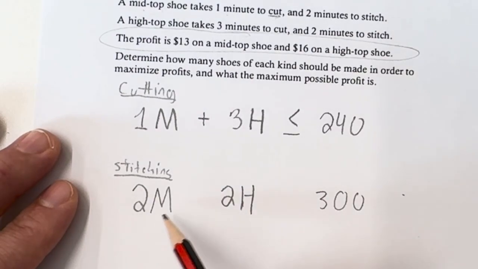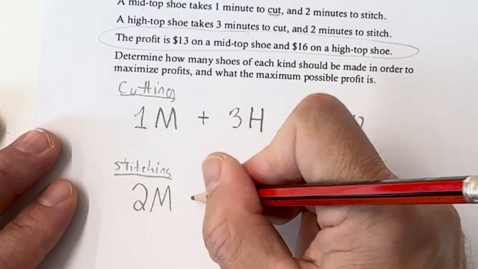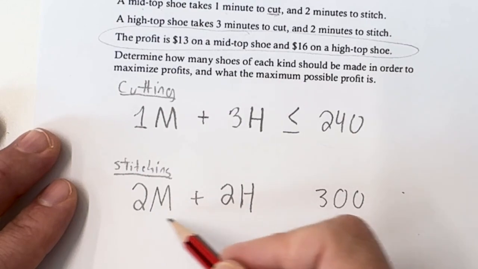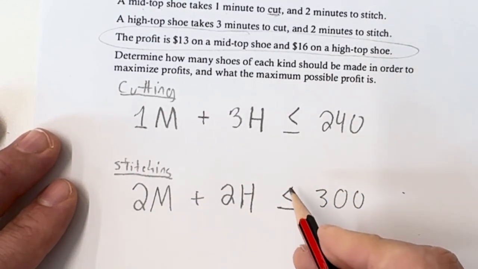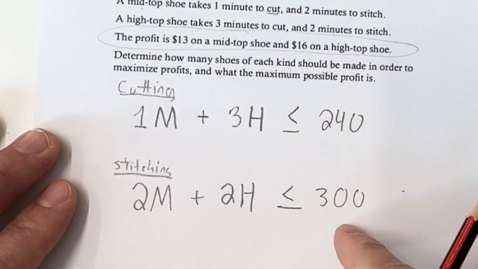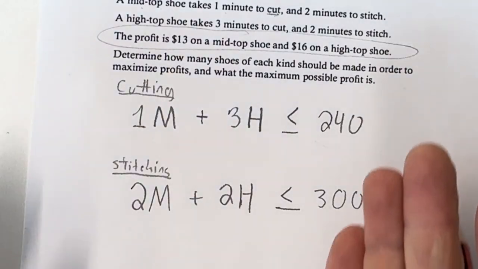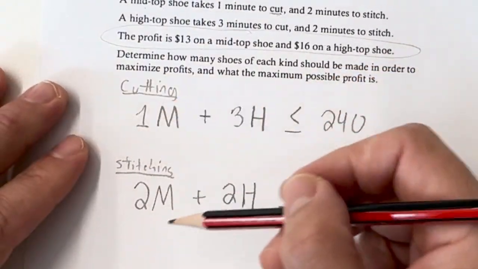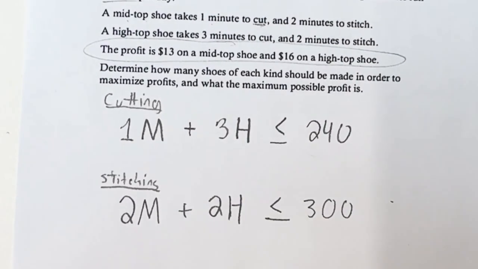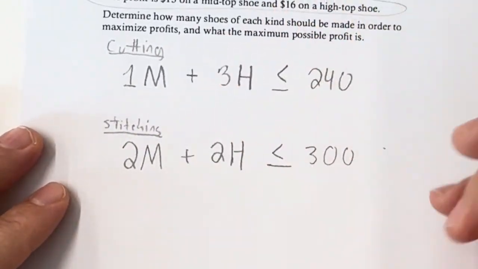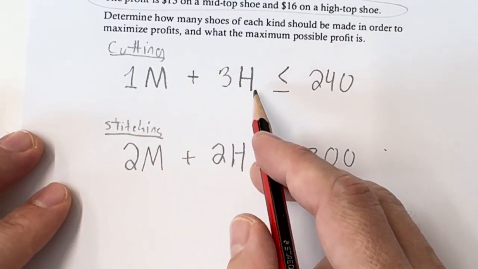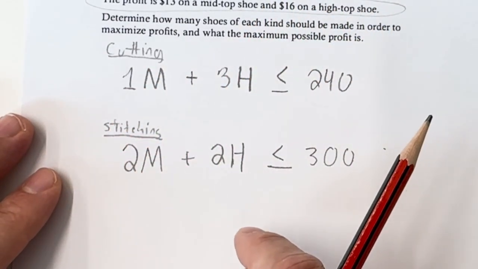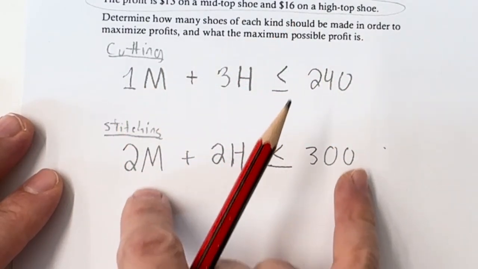So again, if I take all the stitching for my mid-top shoes and all the stitching for my high-top shoes, however long that takes, all that time must be less than or equal to 300 minutes. And actually, this is a real positive sign, because you've just set up 2 equations with the same variables. And so now you're in a position to solve these systems of equations. Now, if you wanted to solve by graphing, you just have to make one of these x and one of these y, and you could pursue it that way. But this is also set up pretty nice for us to solve by elimination.